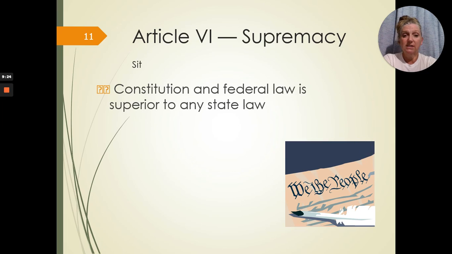And then Article 6 is the Supremacy Clause. This corresponds with the second S in our sentence with the word "sit." So basically the Constitution and federal law and treaties, because they're the same as federal law, is superior to any state law. So if there's a law at this national level that says something is allowed or something is not allowed, then the states cannot make a law that contradicts what is allowed at the national level.